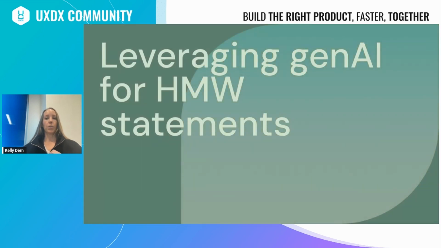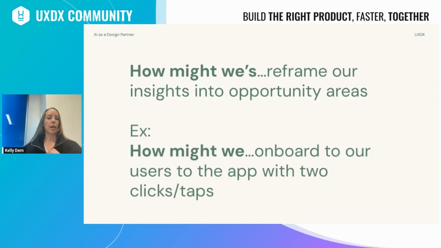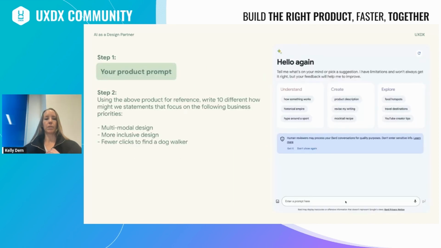And now let's talk through a few other sprint methods. So leveraging AI for how might we statements. How might we's are part of your workshop or design sprint process, and they reframe insights into opportunity areas. So for example, how might we onboard our users to the app with two clicks or taps?